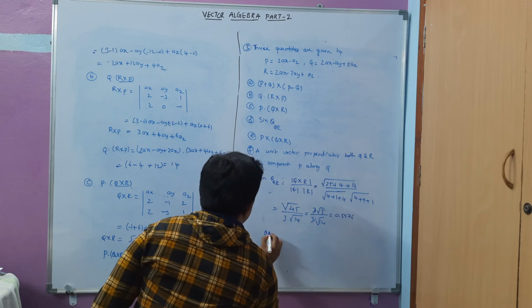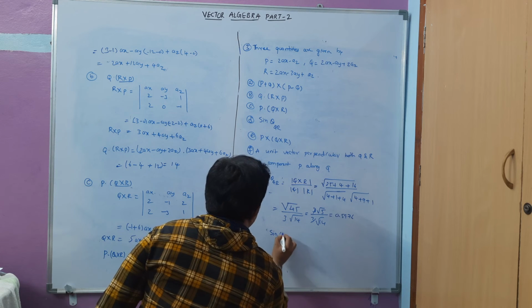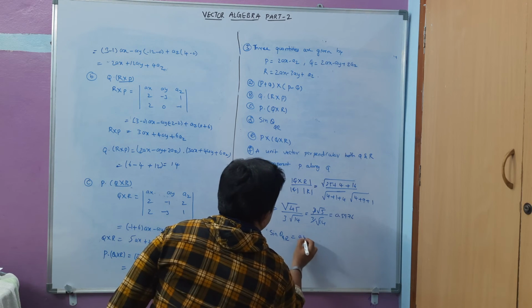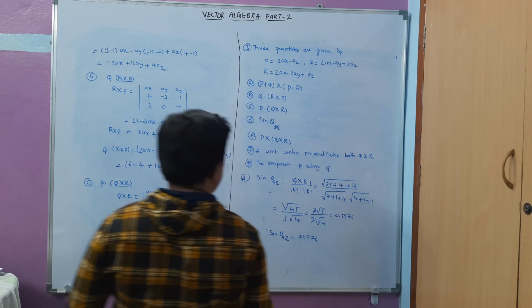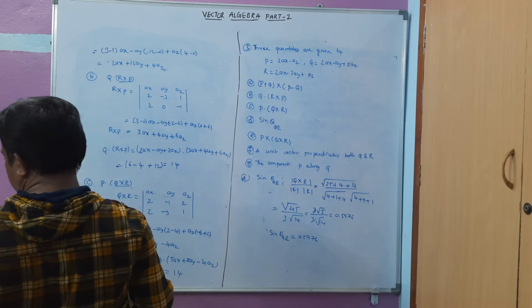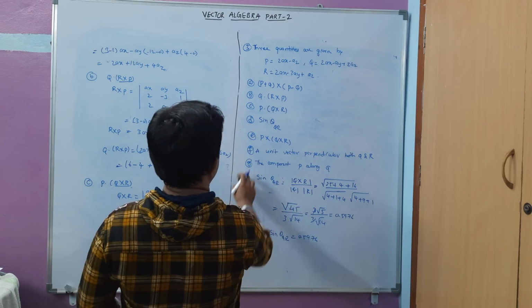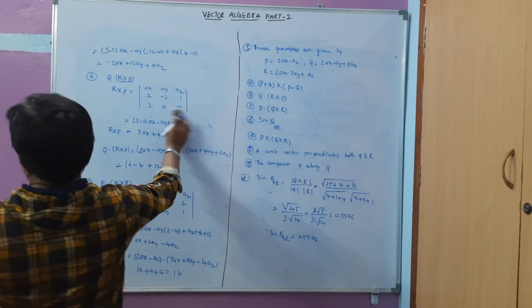0.5976 for this sin theta of QR will be equal to this one. Similarly, let me do the E question. We are left with 3 questions here.